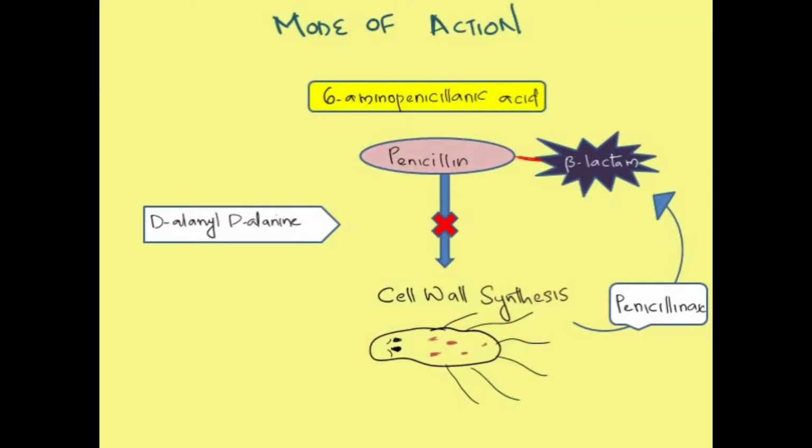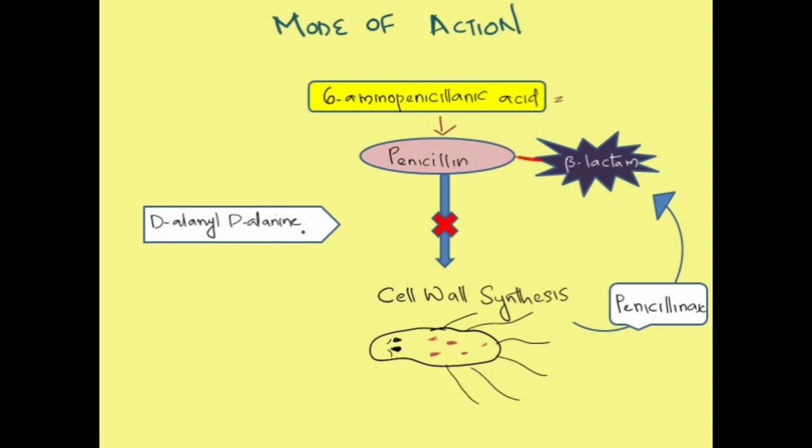Next, let's have a look at the mode of action of antibacterial drugs by considering the example of penicillin. We all know that penicillin is derived from 6-aminopenicillanic acid. So from 6-aminopenicillanic acid, we will derive penicillin, and penicillin has its bioactivity because of the beta-lactam ring, which is attached to the amino group of the penicillin. And why does this penicillin have this antibacterial activity? It is because its structure is very similar to D-alanine D-alanine, which is present in the peptidoglycan layer of the bacteria. What will happen?